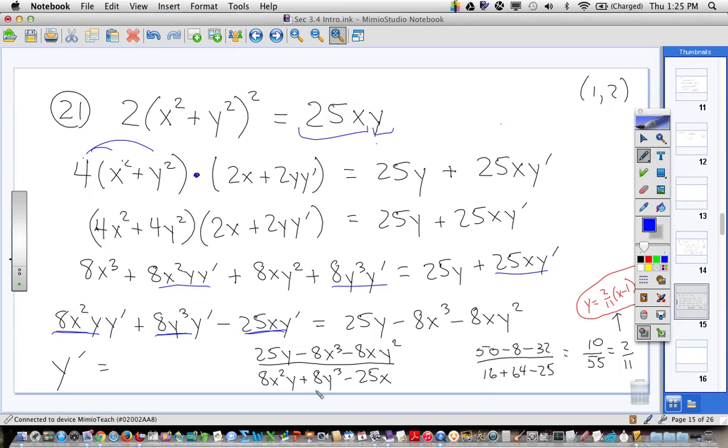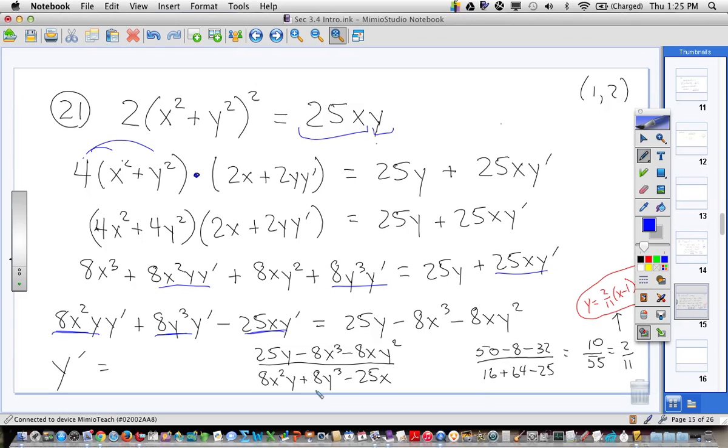Way up here, I could have put a 1 in for all the x's. I could have put a 2 in for all the y's, and all I'd have been left with were the y primes, right? And so I could have put a 1 and a 2 in up here, found y prime at that point. And that's probably what I would have done. If this was a test and the problem said find the equation of the tangent line, I probably just would have gone to here and then plugged in my 1 and my 2. Okay?